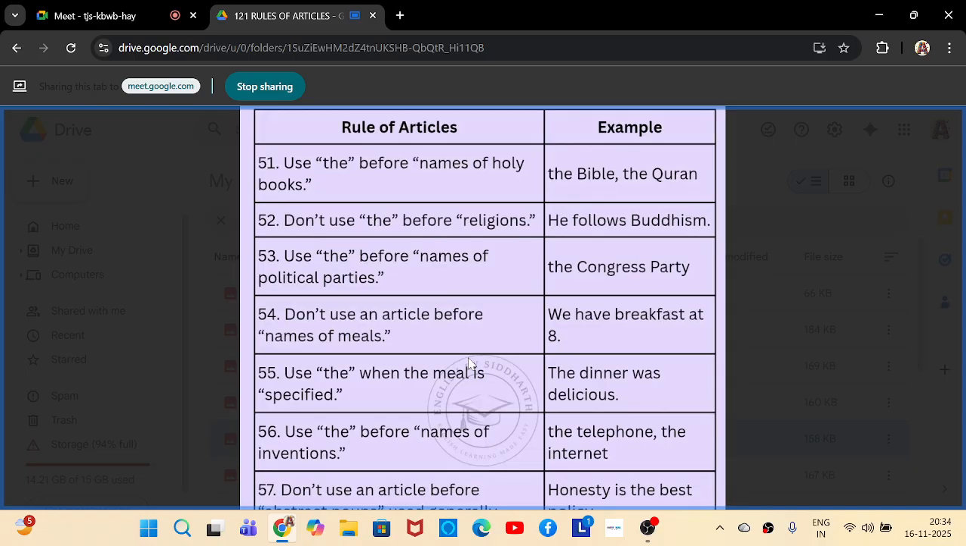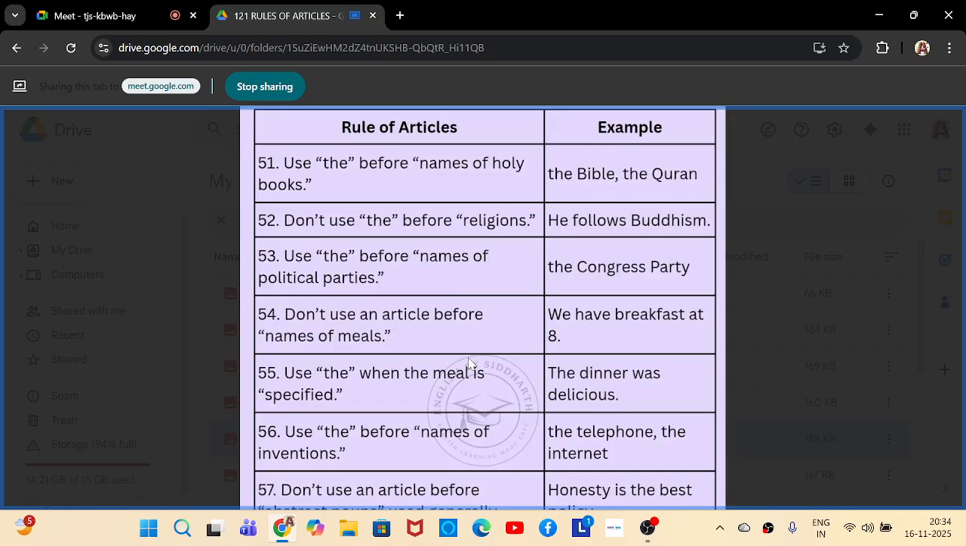Next is don't use the before religions. Just now we said the religious books. Similarly, for religions, we should not use the. For example, Buddhism, Jainism, Hinduism, Christianity, Islam. We don't have to use the word the. For example, he follows Buddhism. That is the correct way.